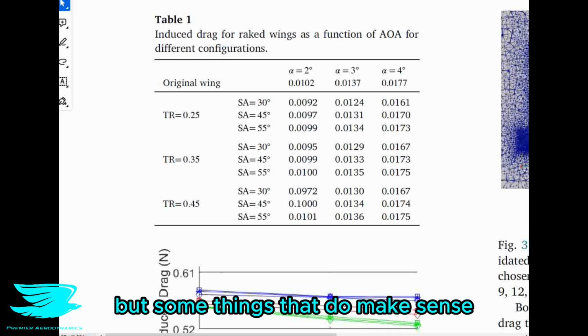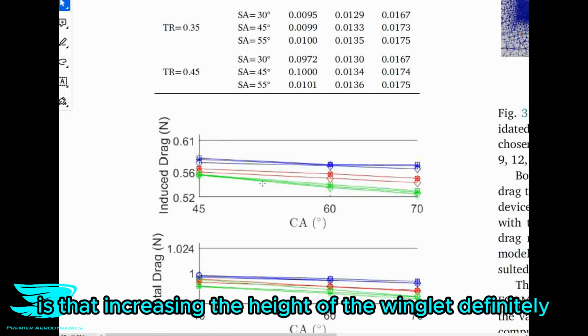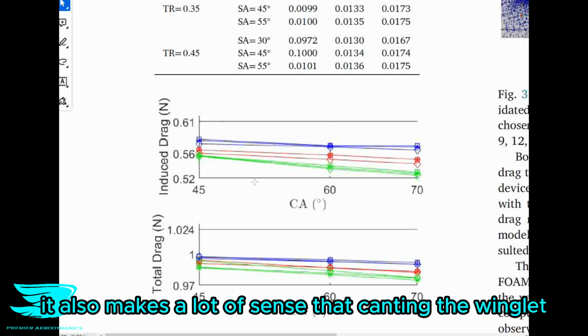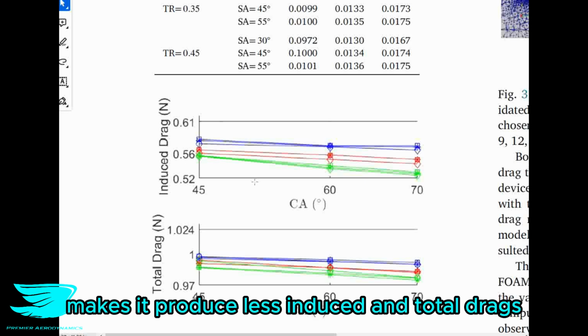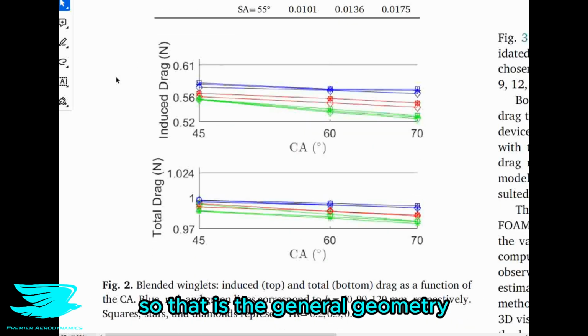But some things that do make sense, a lot of sense, is that increasing the height of the winglet definitely reduces the induced drag and even the total drag. It also makes a lot of sense that canting the winglet more vertically makes it produce less induced and total drags. So that is the general geometry.